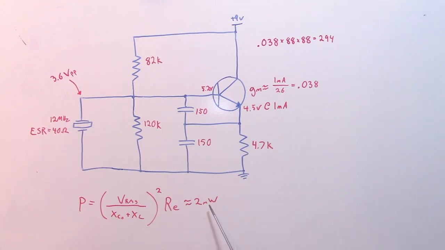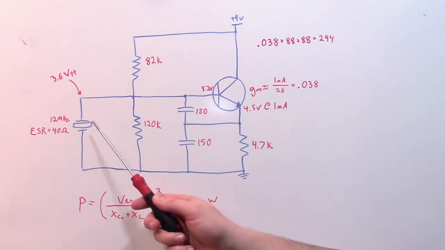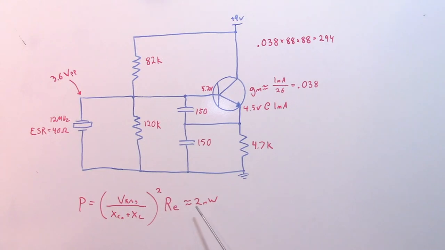And that's a little bit high. Typically these are rated for a maximum drive level of 100 to 500 milliwatts. Now you can't exceed that drive level. You're not going to break the crystal by putting 2 milliwatts through it. But you do have to be cognizant of a few things.